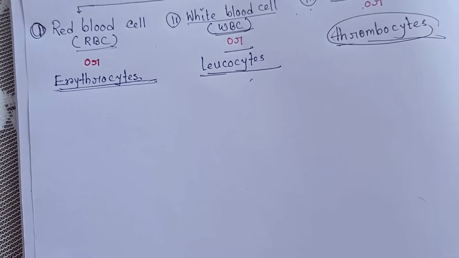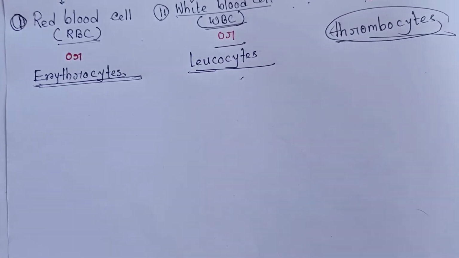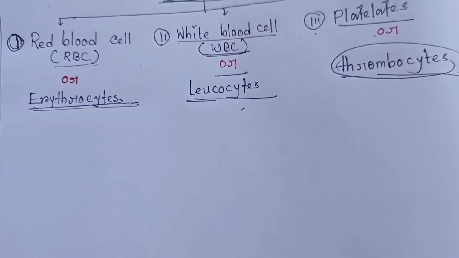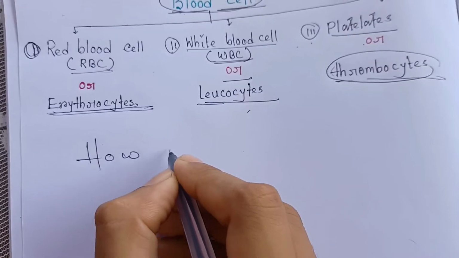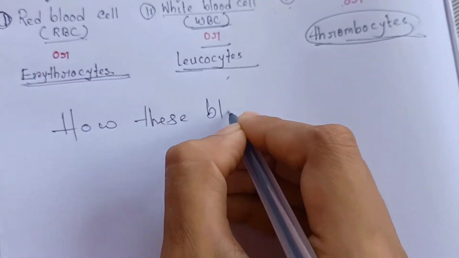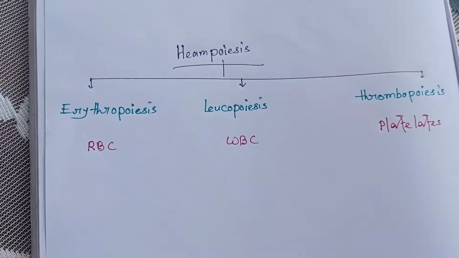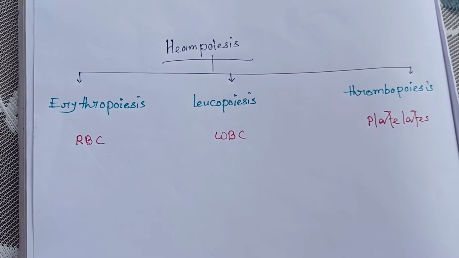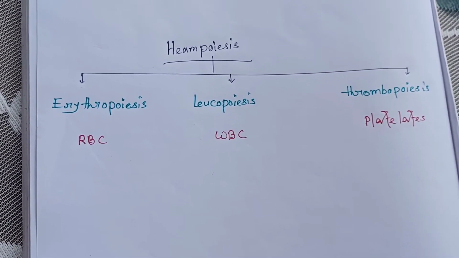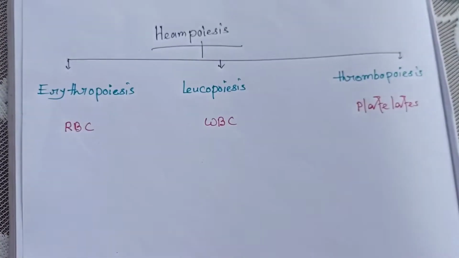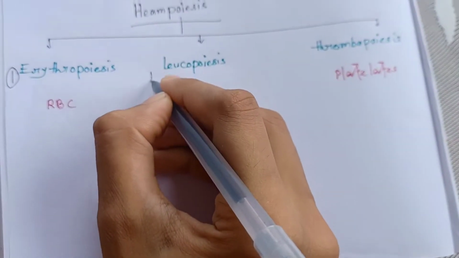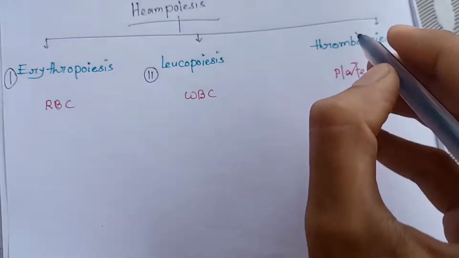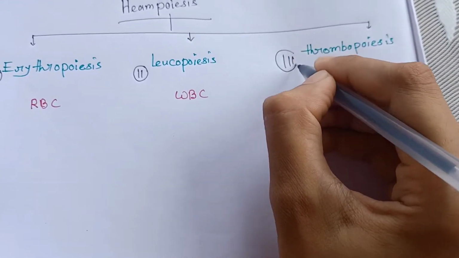So, important discussion about blood cells: how these blood cells are formed. Blood cells are formed by the process hematopoiesis. Here, three types of hematopoiesis are present: one is erythropoiesis, second is leukopoiesis, and third is thrombopoiesis.